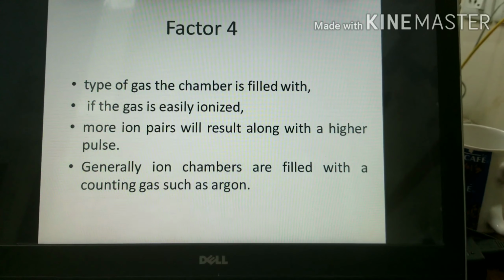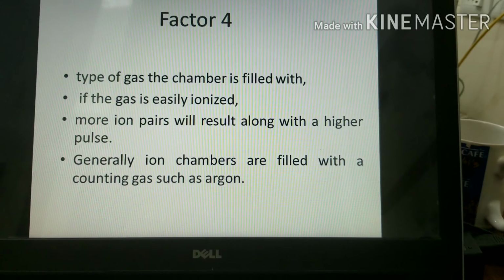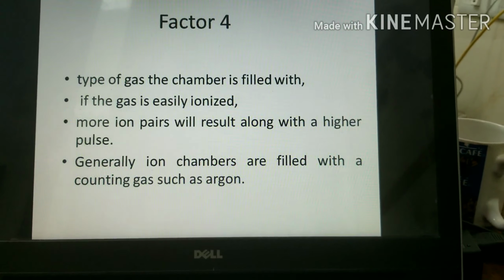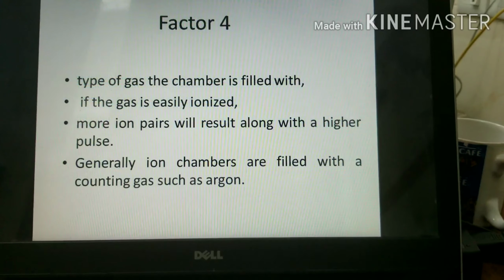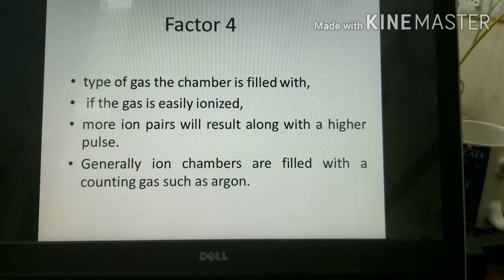The 4th factor is the type of gas the chamber is filled with. If the gas is easily ionized, then we will have more ion pairs, which will give a higher pulse. Generally, ion chambers are filled with a counting gas like argon.